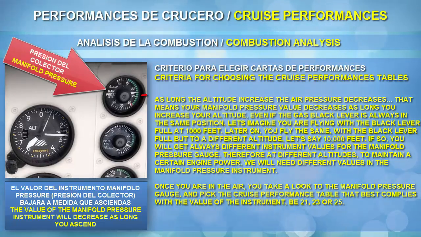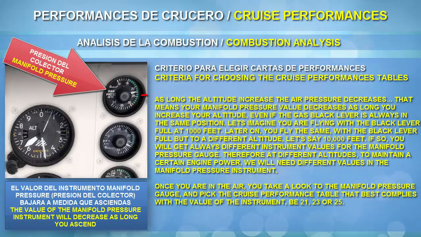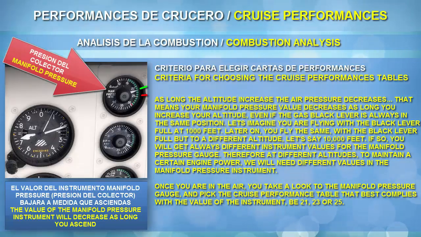Let's imagine you're flying with the black lever full at 1000 feet. Later on, you fly the same with the black lever full at a different altitude, let's say 10,000 feet. If so, you will always get different instrument values for the manifold pressure gauge. Therefore, at different altitudes, to maintain a certain engine power, we will need different values in the manifold pressure instrument. Once you are in the air, you take a look at the manifold pressure gauge and pick the cruise performance table that best complies with the value of the instrument, be it 21, 23, or 25. So, if you are flying with a value of 22 in the manifold pressure gauge, you will have to use the chart of 23 inches of mercury.